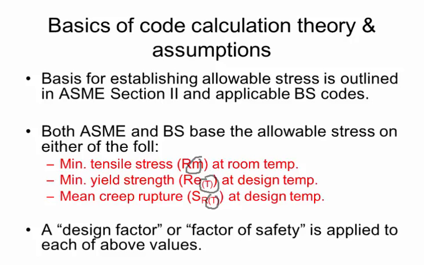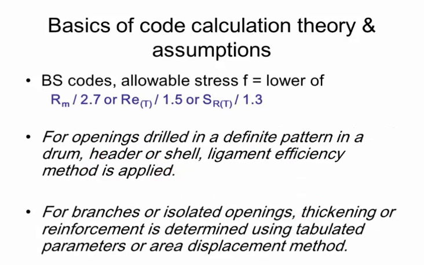Also, a design factor or factor of safety is applied to each of the above values. So always take into account that you need to allow for a factor of safety. Continuing the code calculations, BS codes allowable stress F equals the lower of any of the following: the RM, remember what we said, that's room temperature, /2.7, or RE,T /1.5, or SR,T /1.3.